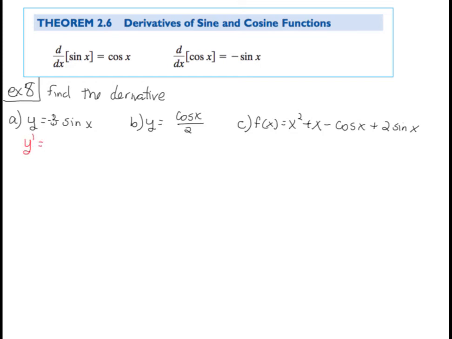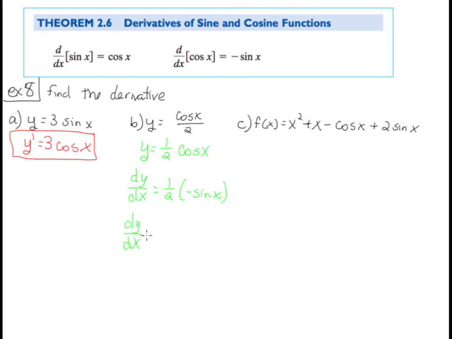So the derivative is our constant times the derivative of sine, which is cosine of x. So y prime is equal to 3 cosine of x. In B, we can rewrite this as y is equal to 1/2 times cosine of x. So our derivative is our constant, which is 1/2, times the derivative of cosine, which is negative sine. So my derivative of y with respect to x will then be negative 1/2 sine of x.